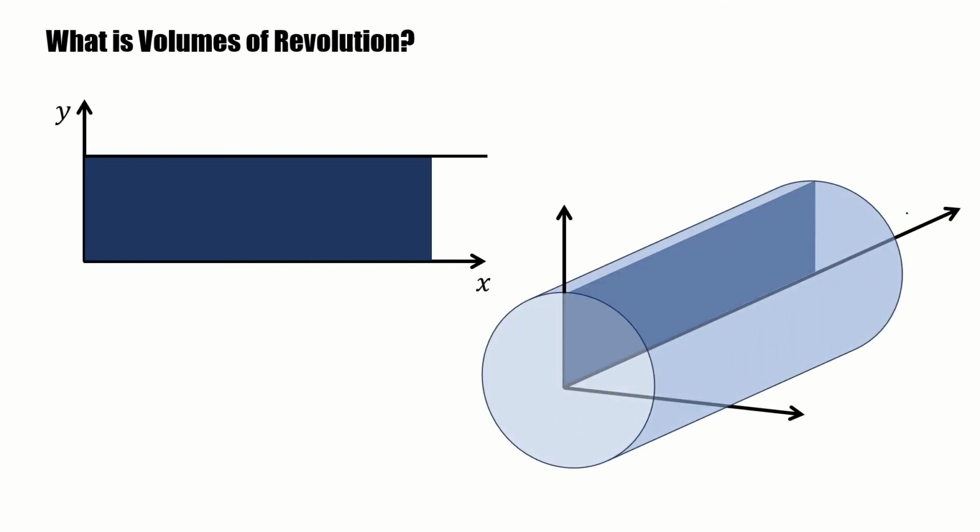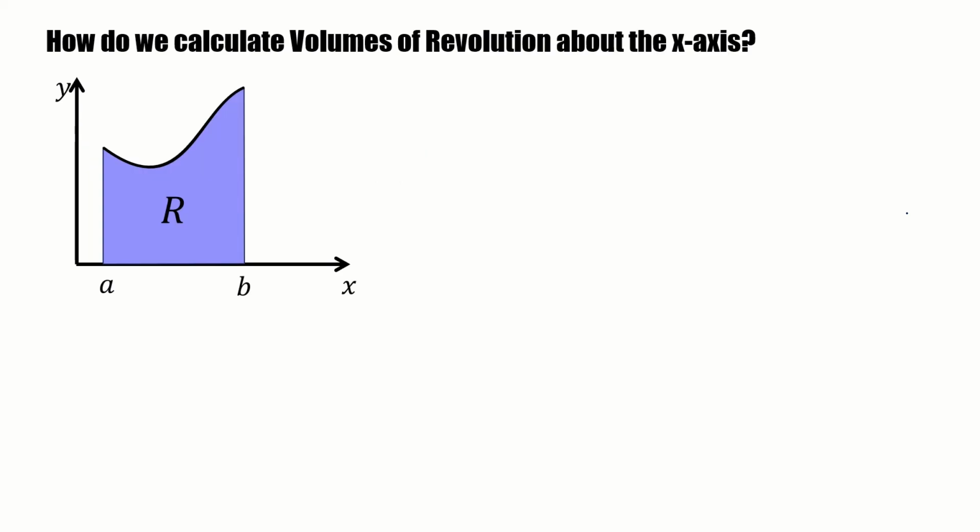This is really cool because it means we can calculate some really crazy volumes of things. Because, okay, we had a rectangle in this case, but if we have a more crazy curve, it will end up calculating the volume of that shape as well once it's rotated about the x-axis. But how do we actually do that calculation?